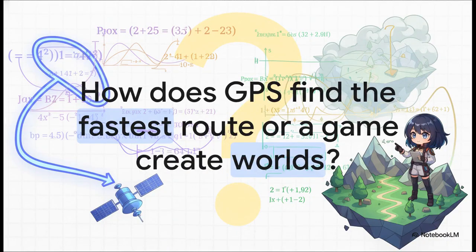You might be surprised to hear this, but the answer to all of that, it's polynomials. They are the secret engine running behind the scenes of so much of our modern world. So let's pull back the curtain and see exactly how they work.